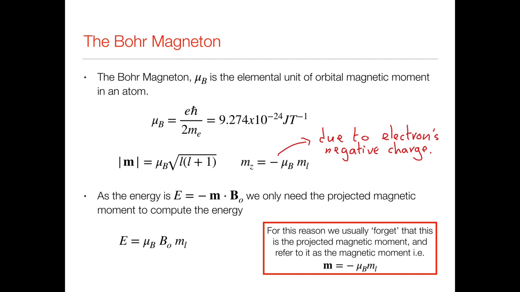Now, why is this important? Well, remember that the energy of a magnetic moment in an external field is E equals minus m dot B, where B0 is the applied magnetic field. If we say that B0 is in the z direction, we're free to do that, you see that we only need the z component, the projected component of the magnetic moment. In that case, we would find that the energy is just given by the Bohr magneton, the value of the applied field, and ml, the magnetic quantum number.